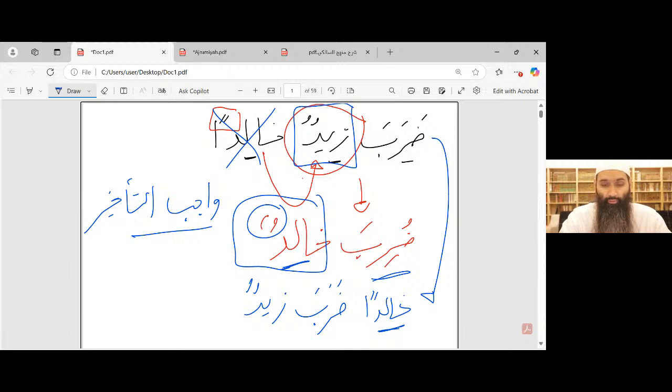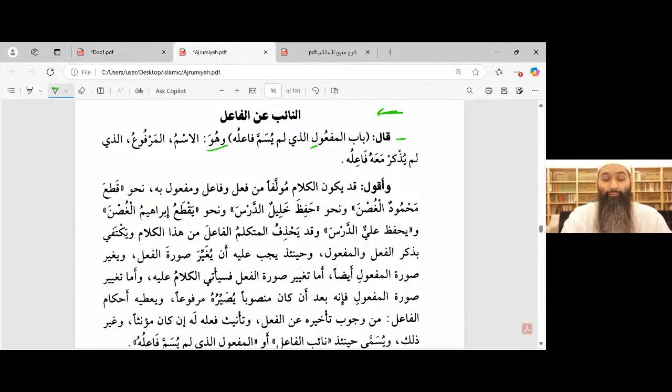That's what we're talking about. This is originally a maf'ul. Khalid is originally a maf'ul whose fa'il is not mentioned. Yani Zayd is khalas, it's not there. Yes? So this maf'ul whose fa'il is not mentioned, يعني نائب الفاعل. What's the definition of نائب الفاعل? وهو الاسم المرفوع الذي لم يذكر معه فاعله. So نائب الفاعل is an ism which is marfu whose fa'il is not mentioned with it.